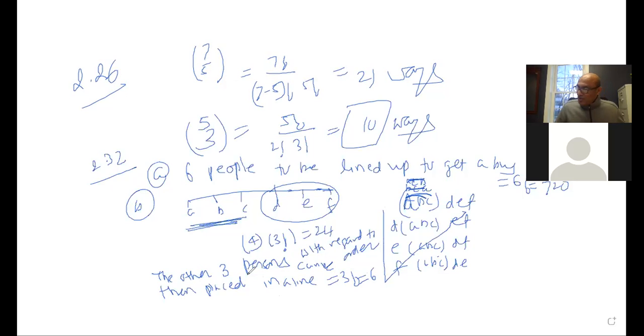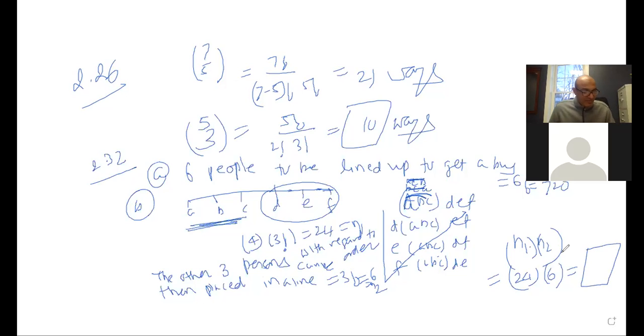So our theorem, I think 2.1, says that the first event has N1 ways and the second event has N2 ways, so the total is N1 times N2. That is 24 multiplied by 6. 25 times 6 is 150, minus 6, it is 144. So there are 144 ways to line up 6 people with a certain 3 following each other.